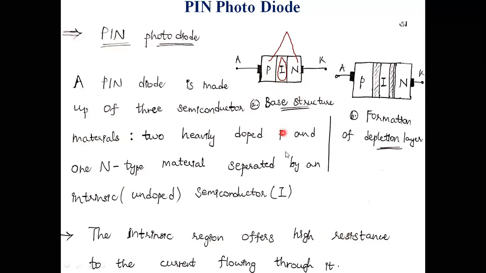in the intrinsic semiconductor material the resistance is high. Therefore, the conductivity compared to the P-type and N-type semiconductor material is somewhat less here. The intrinsic semiconductor material offers high resistance to the current flow through it.